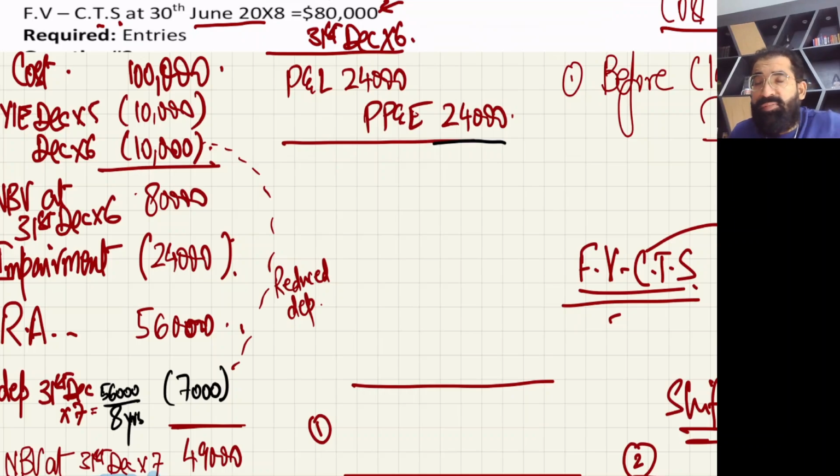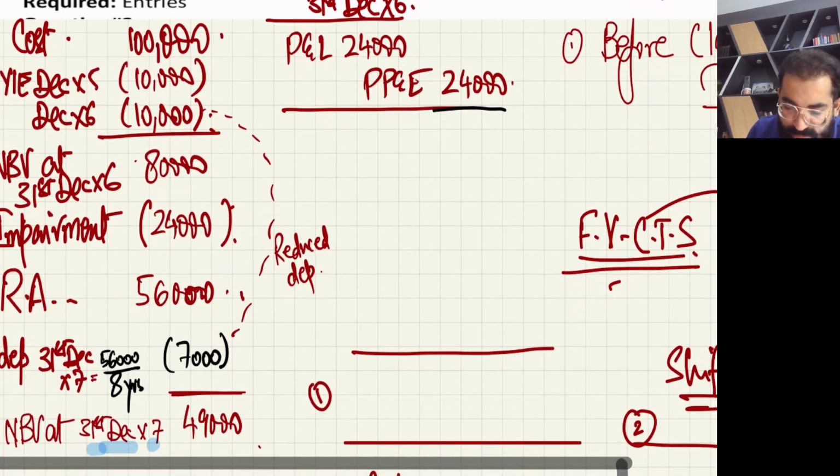See, when we didn't do any impairment, our per year depreciation was 10,000, but now our per year depreciation is 7,000 after impairment. So there is a reduced depreciation of 3,000. In this December X7 year, we get the benefit of reduced depreciation of 3,000, or you can say depreciation is reduced by 3,000.